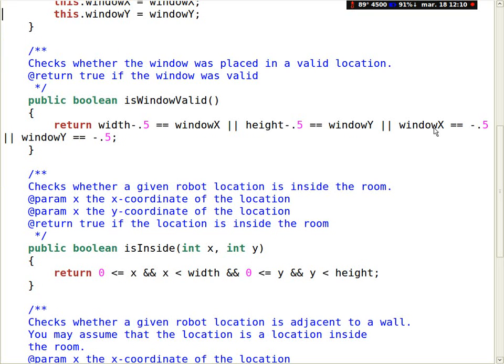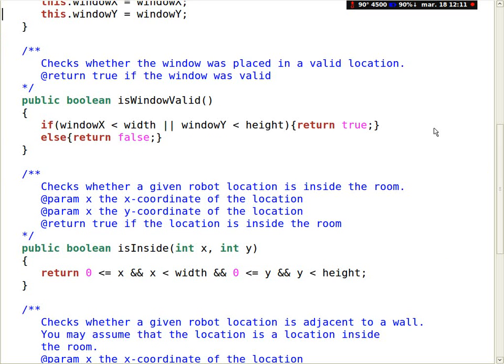Okay, here we have something with a bunch of ors. That's much more promising, right? Because it has to be on one boundary or the other, or the third, or the fourth. So this one could be correct. This one says, if it's less than the width or less than the height, return true. Why must this be false? It starts at -0.5, right? That does the same thing. So if window x is minus 20,000, it's true, right?